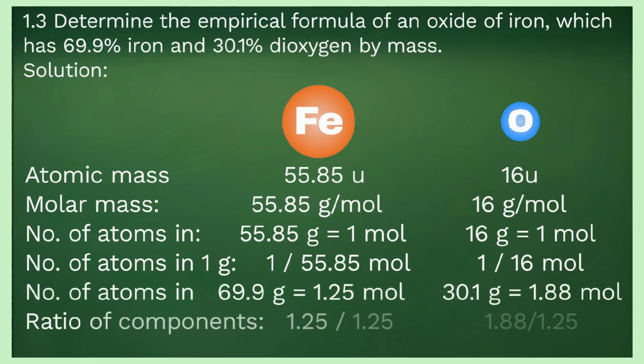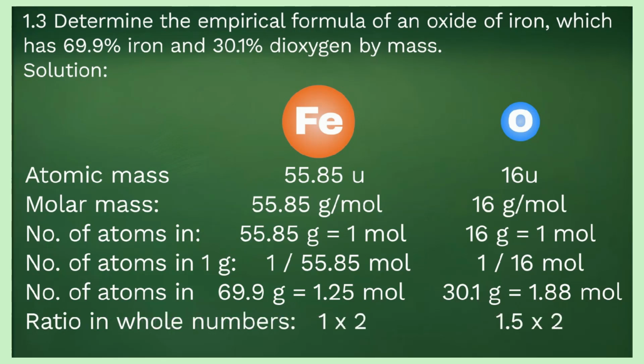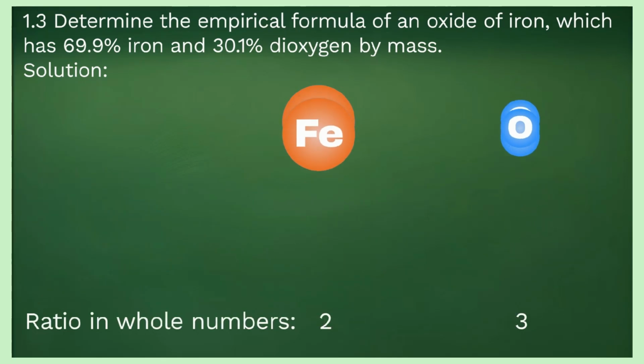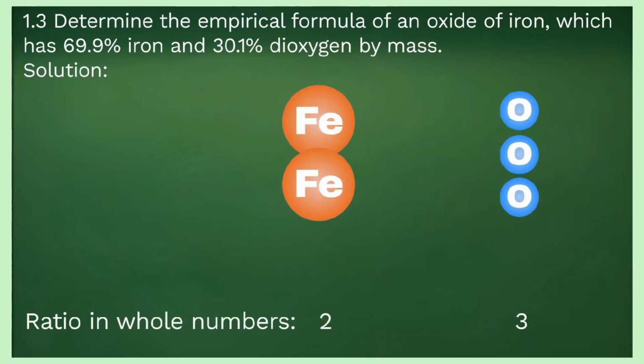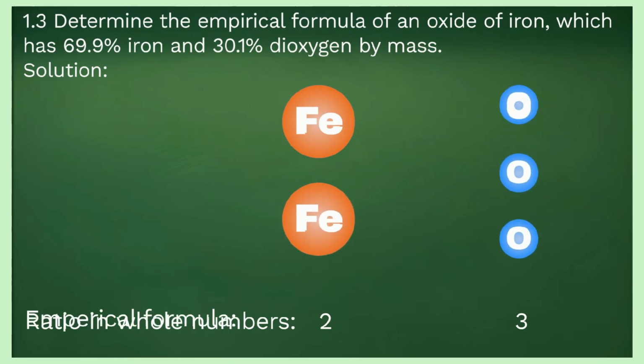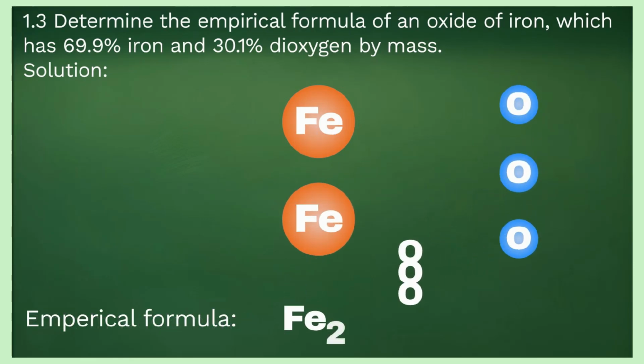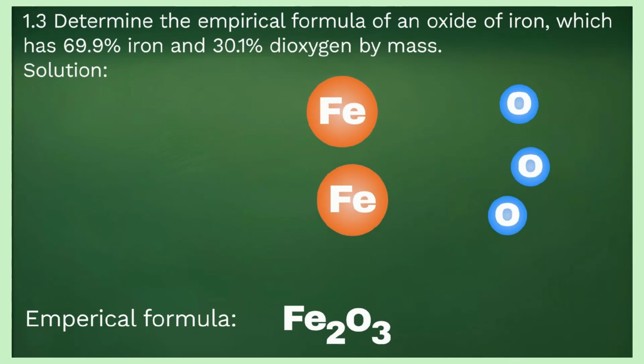Dividing all values by the lowest number, which is 1.25, we get the ratio of iron to oxygen to be 1:1.5. Since the ratio is not expressed in whole numbers, we will multiply all values by 2 to convert them into whole numbers. This means that, for every 2 atoms of iron, there are 3 atoms of oxygen in the oxide. In this way, empirical formula of the oxide becomes Fe2O3.